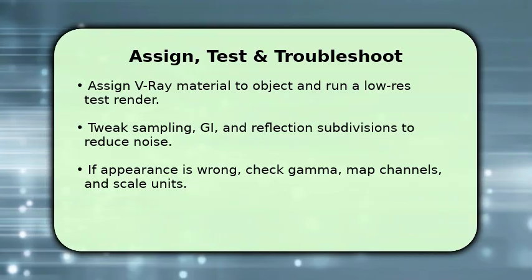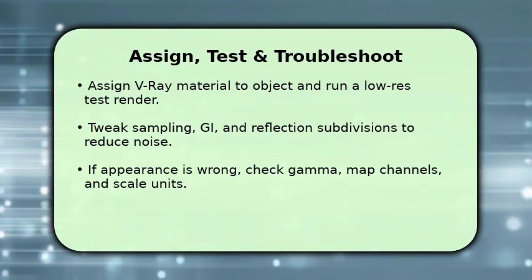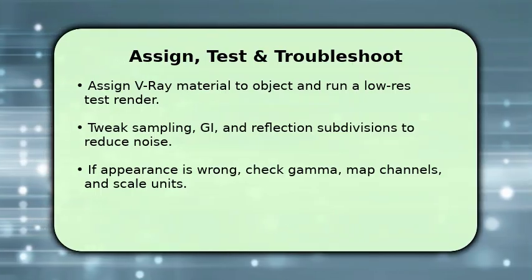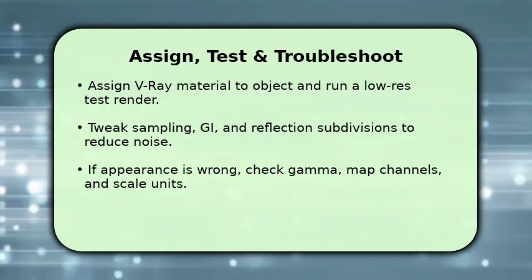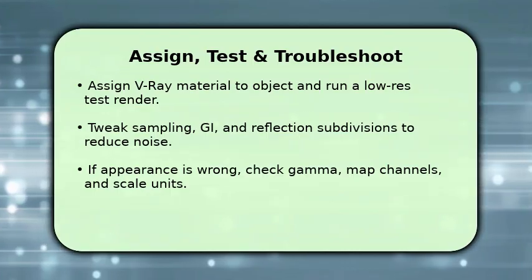Troubleshooting tip. If colors or details look off, check texture gamma, UV channels, and model scale. Incorrect units or wrong map channels are the most common causes and are easy to fix.